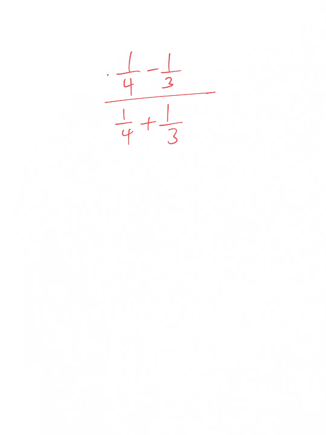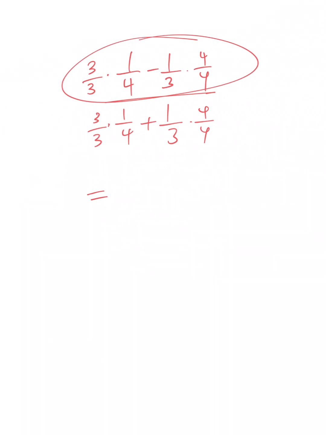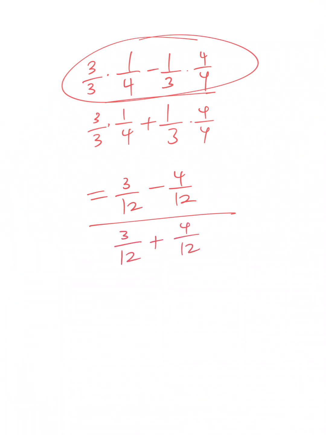So we need a common denominator: 3/3, 4/4, and then on the left, 3/3, 4/4 also. So that becomes, let's work on this one here, 3/12 minus 4/12 divided by 3/12 plus 4/12. This becomes negative 1/12 divided by 7/12. So that's negative 1/12 times 12/7.